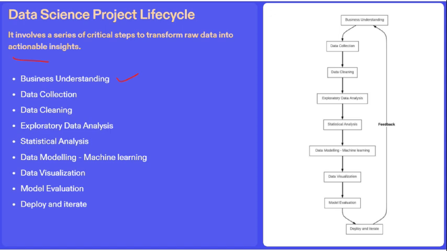Then you have to see what kind of data you can collect related to that specific operation. Then of course you need to do a lot of data cleaning. This is where most data scientists spend their time. And exploratory data analysis, which we have in one of the upcoming slides, where you will understand that. Statistical analysis, then data modeling, where you apply your machine learning models, such as SVM, decision tree, KNN, and all these algorithms.